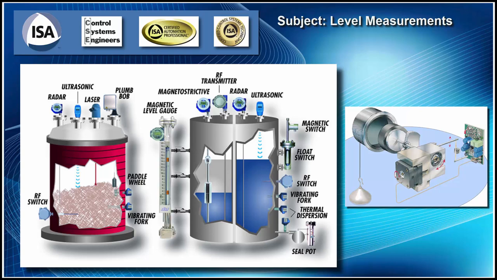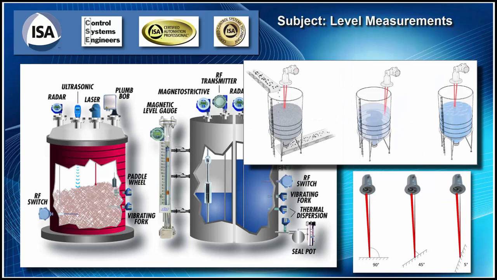Next to that is a laser. And lasers are typically only used in solids. So you shoot a beam down, it bounces off, and it's the time of flight, the time it takes light to travel and come back. Light is an electromagnetic field, and it has a time of flight. It goes down, bounces, and comes back, and we can sense this and measure this.